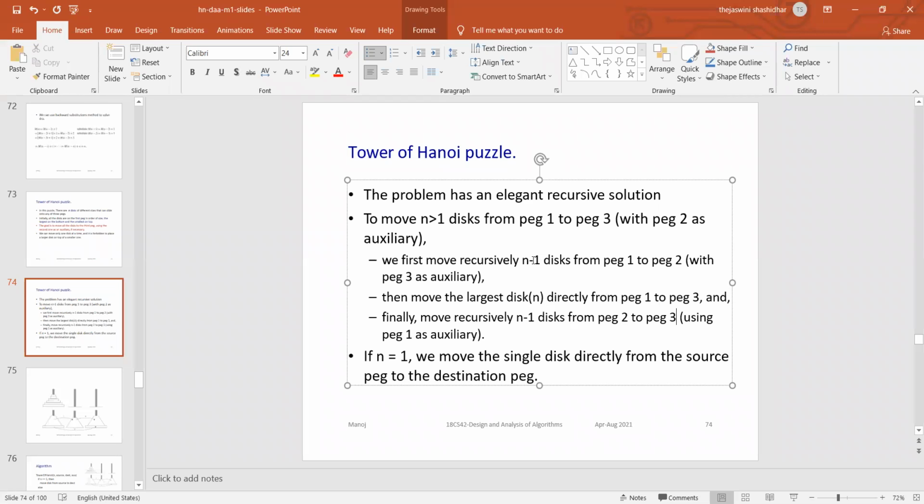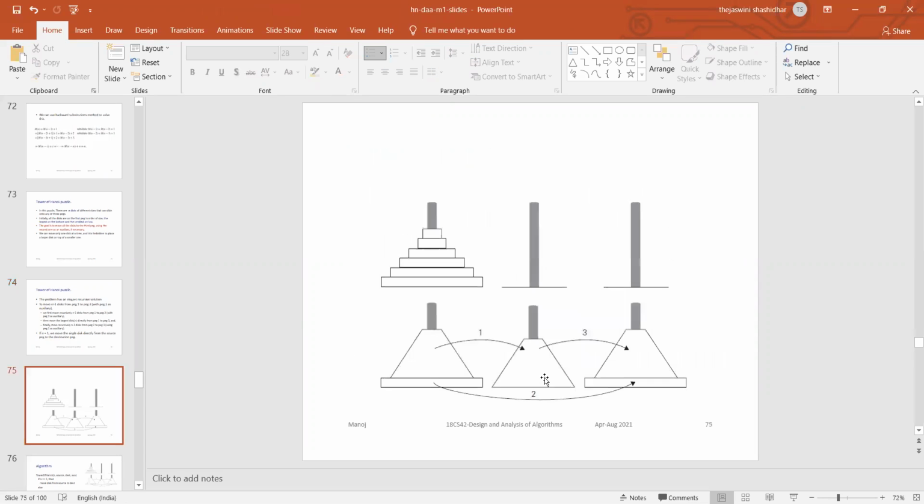So this is the formula you have to remember. First you move all the disks except the last disk. Move all the disks from peg 1 to peg 2. Move the largest disk, that means the only one remaining disk, from peg 1 to peg 3, and move the remaining n minus 1 disks from peg 2 to peg 3. This is the case if n is greater than 1. If n is equal to 1, what do we move? We move the single disk directly from source to destination. So this is the formula we have taken.